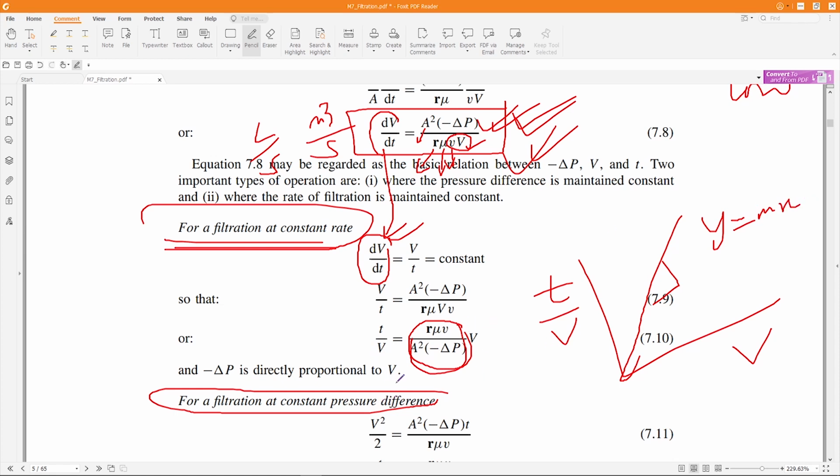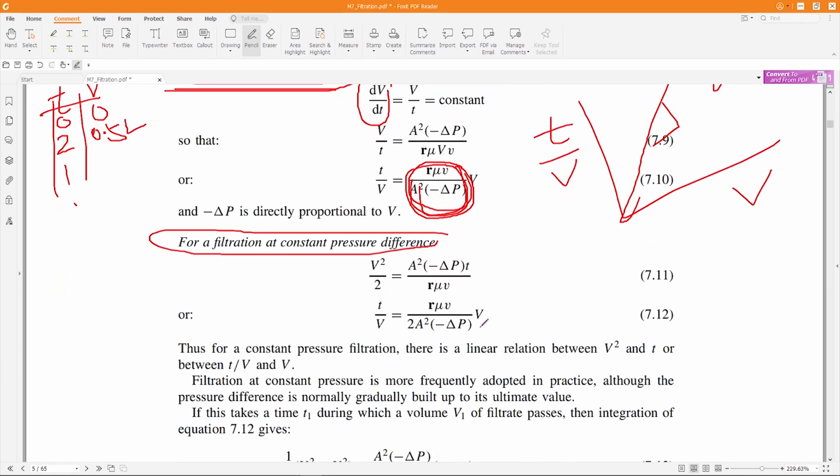Okay. So you can do an experiment. Suppose at 0 time, there is no volume of the filtrate collected. After 2 minutes, you have collected some, right? Let's say 0.5 liter and so on. So you can do this experiment and you can predict the cake resistance from this.